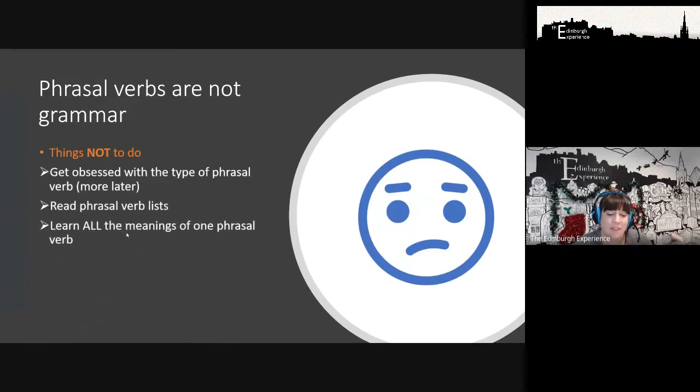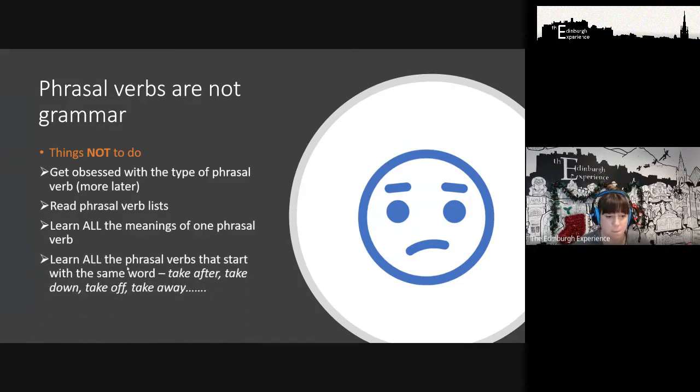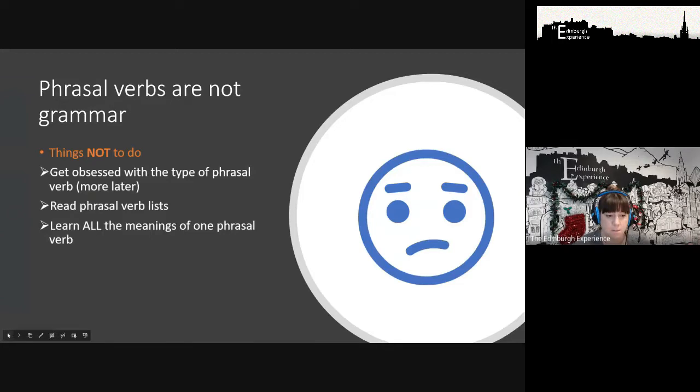Okay, the other mistake that people make is they try and learn all the meanings of a phrasal verb, because phrasal verbs can have more than one meaning, yeah? So, for example, people might try and learn, okay, take off, right? What are all the different ways that I can use that verb? And again, that's not a constructive way to learn them because you won't learn, you'll just forget.